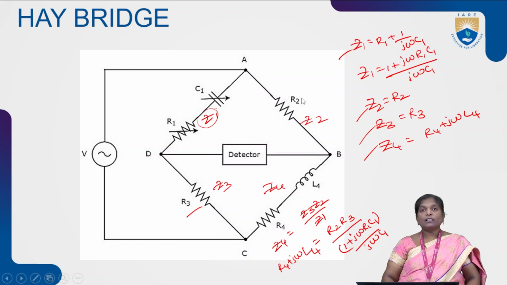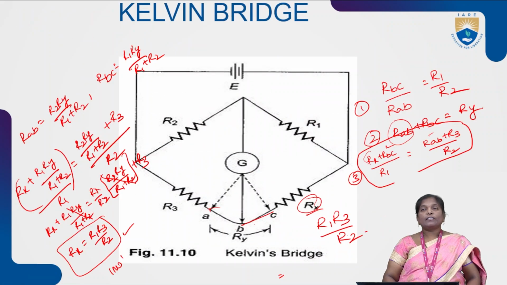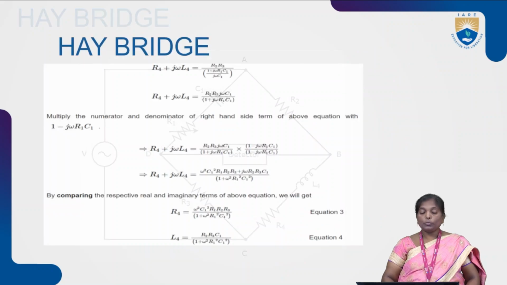So in this class, we have discussed about Kelvin bridge. This is a DC bridge which is used to measure unknown resistance, and the second bridge is a Hay bridge. This Hay bridge is used to measure unknown inductance. These are the two bridges we have.